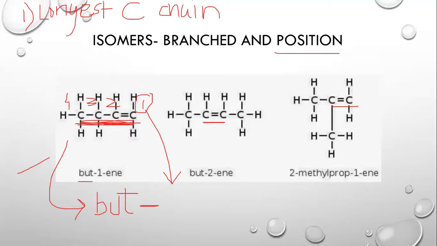In order to find out where it is positioned, we numbered the carbon chain from the side where the functional group was very near, and then we chose the smaller number. We numbered from right to left, and we chose 1 out of 1 and 2 because 1 was the smaller number. So here comes the 1, and then we have the ene, which is the suffix of alkene, because this is an isomer of alkene. So that's how you are going to name it.